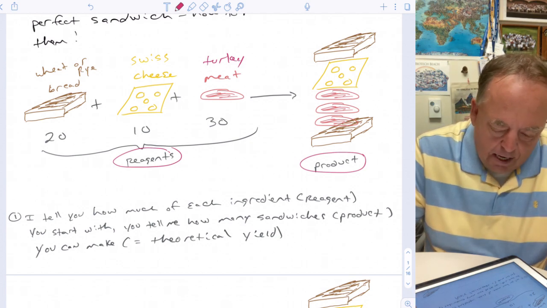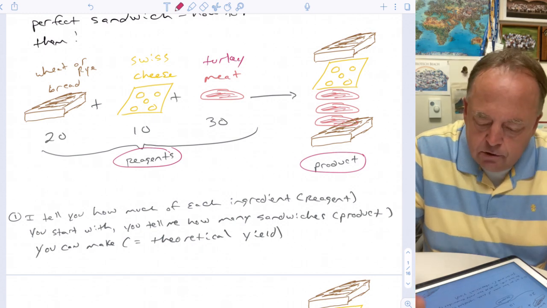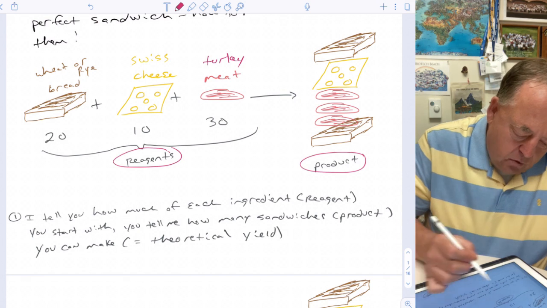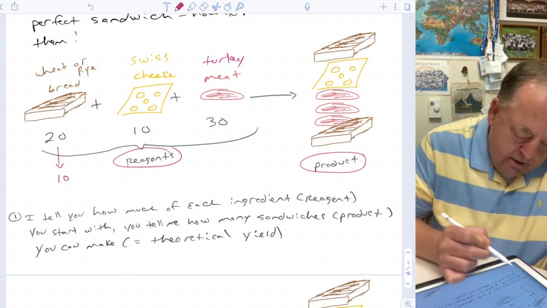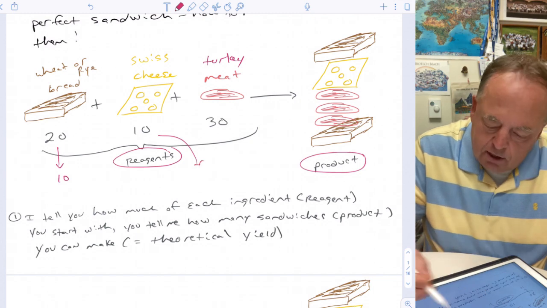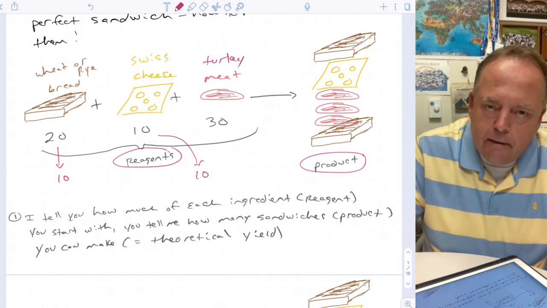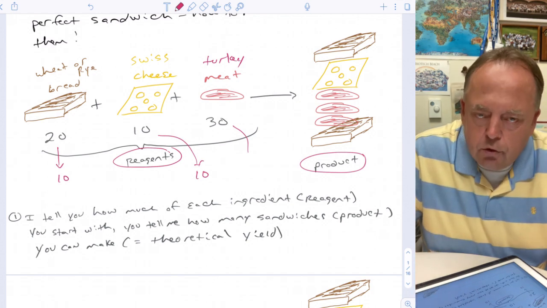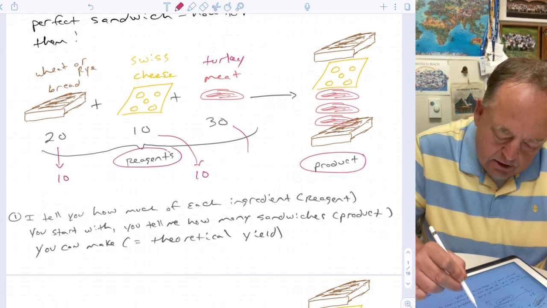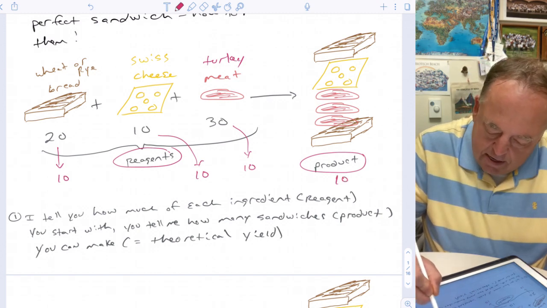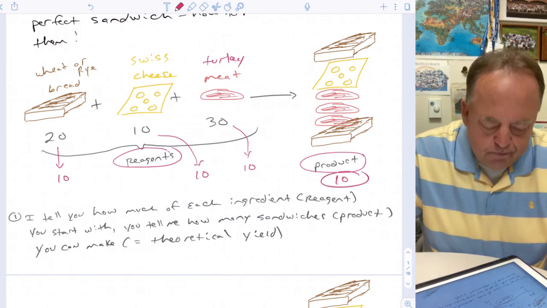So we can probably all do the math, right? It's pretty simple math. If you have 20 slices of bread and there are 2 slices of bread per sandwich, how many sandwiches could you make? Well, this would allow you to make 10 sandwiches, right? And you have 10 slices of cheese. There's 1 slice of cheese per sandwich, so that would allow you to make 10 sandwiches. And each sandwich has 3 slices of meat, and there are 30 slices to begin with, so that would allow you to make 10 sandwiches. So 10 is our theoretical yield.